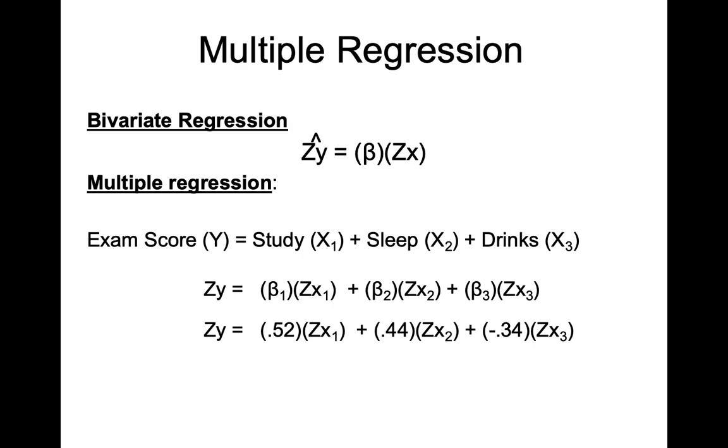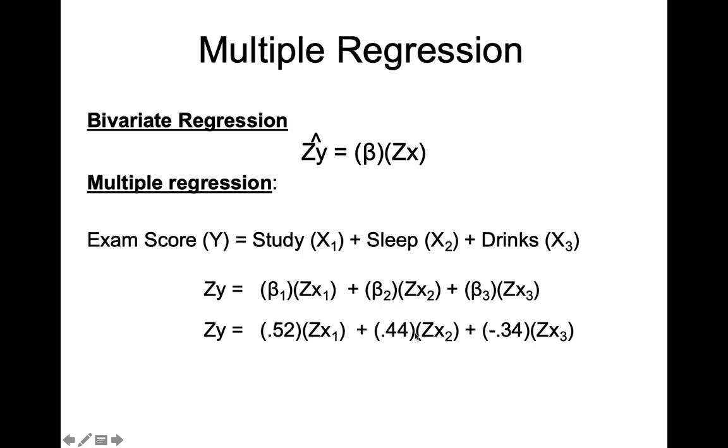They did a multiple regression. They're trying to explain or predict an outcome using multiple variables or multiple predictors. Okay. So in this case, we're trying to predict a student's exam score based on the number of hours that they study, the number of hours that they sleep before the exam, and let's just say the number of alcoholic beverages that they drank the night before the exam.